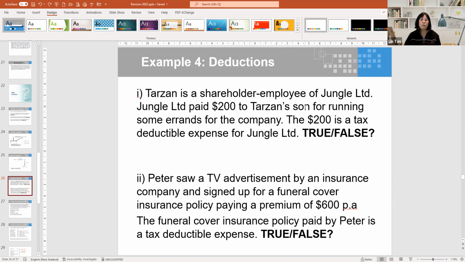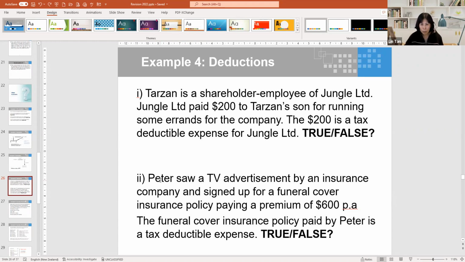All right. So you have to think in terms of whether the payment is excessive or not, because it's a payment to a relative of a shareholder employee. If this person only works like 10 minutes and is paid $200, that could be excessive. But if this person works, maybe a few days and gets paid $200, it will not be excessive. So the whole $200 will be a tax deductible expense as long as it is not considered to be an excessive payment, because the payment is made to an associated person of a shareholder employee.